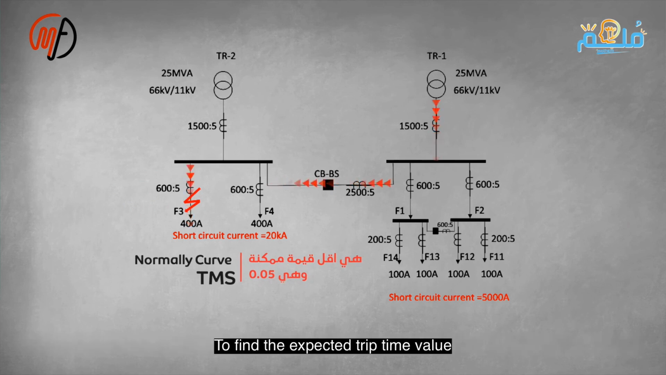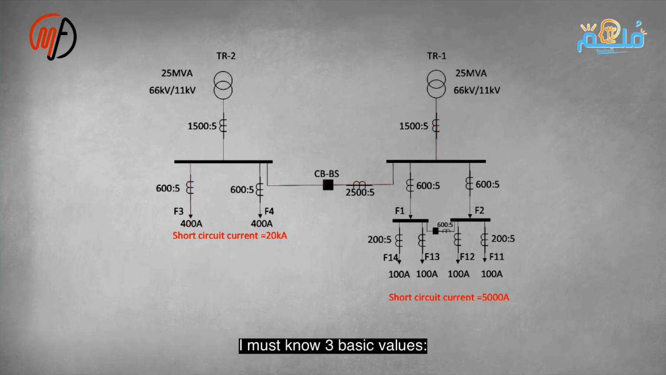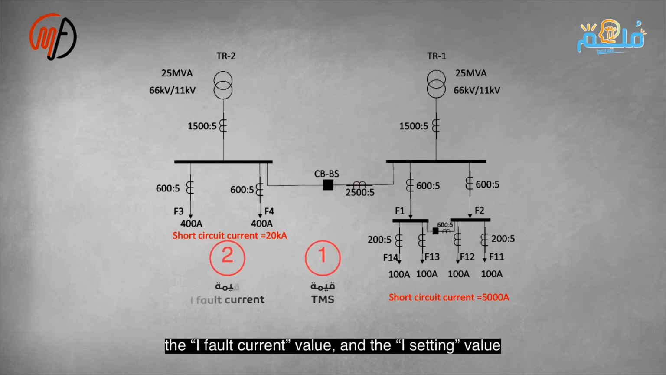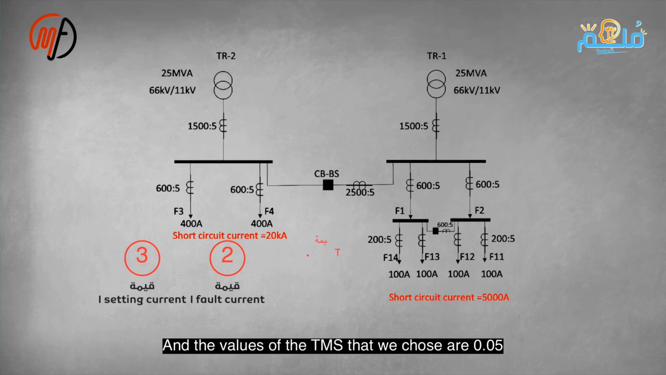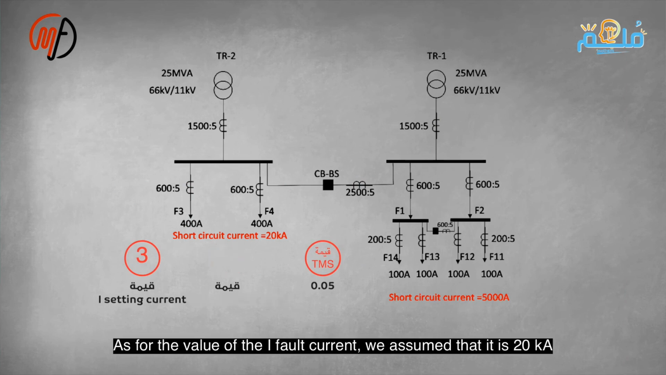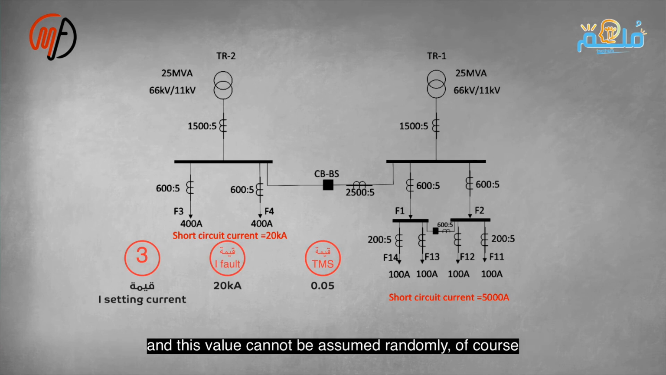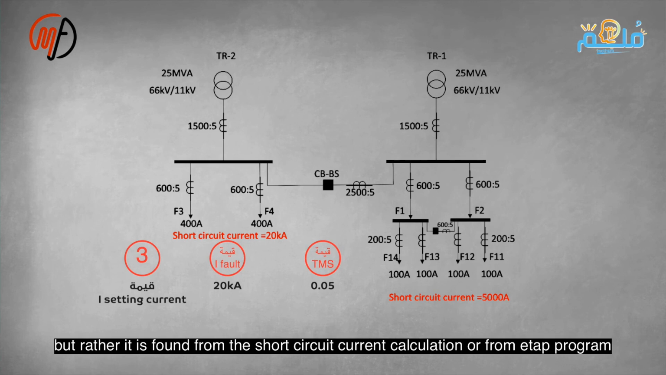To find the expected trip time, you need to know three essential pieces of information: the TMS value, the I fault current value, and the I setting value. The TMS value we chose is 0.05 to achieve the shortest possible trip time. As for the I fault current value, we assumed it to be 20 kiloamps. This value can't just be assumed randomly. It must be determined from a short circuit calculation or from ETAP software or from similar programs.